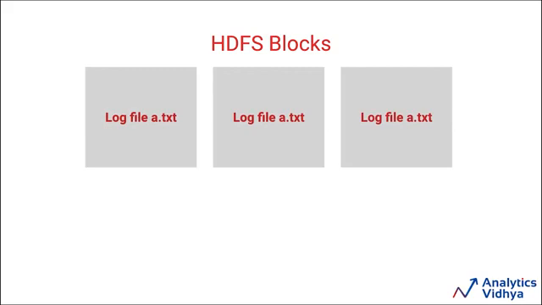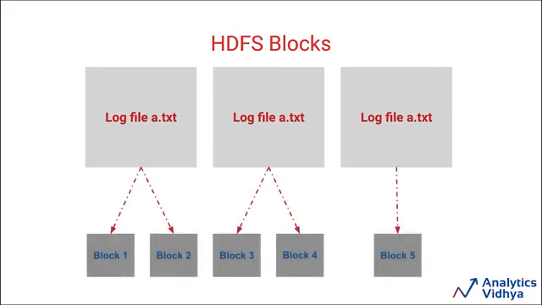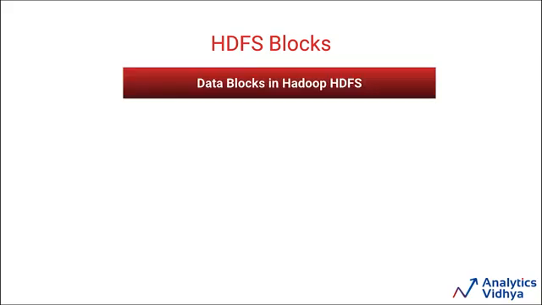Hadoop HDFS splits large files into small chunks known as blocks. A block is the physical representation of data. It contains the minimum amount of data that can be read or written. HDFS stores each file as blocks. Let's discuss this with an example.